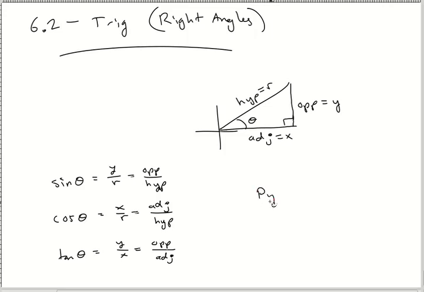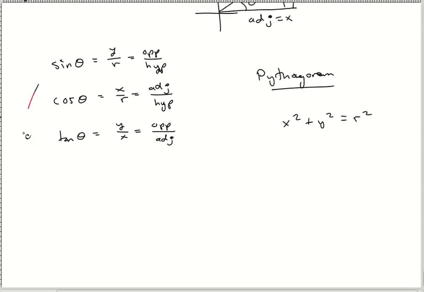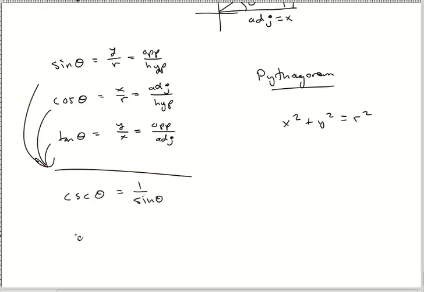One last thing, the Pythagorean theorem. X squared plus y squared is equal to r squared. There you go. So, of course, can't just stop at those three. There's three more. We got cosecant, it's 1 over the sine. Secant is 1 over cosine. And cotangent is 1 over tangent. Okay, awesome. So we got it all now.